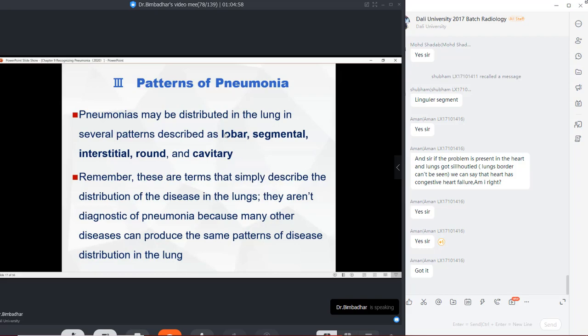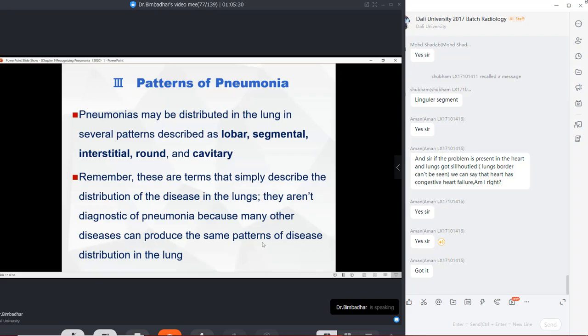So many patterns are there, but still this is the main classical way that you should be able to recognize them. Lobar, segmental, interstitial, round, and cavitary are the key patterns of pneumonia, right? They describe the distribution of the disease inside the lung. So they say where exactly, which anatomical structure is involved, and they are not diagnostic of pneumonia because many other diseases can produce the same kind of pattern.